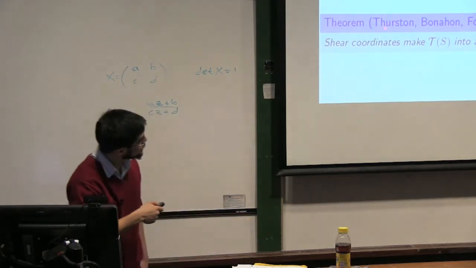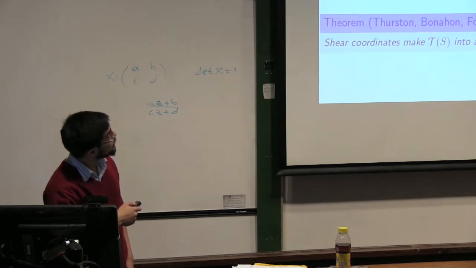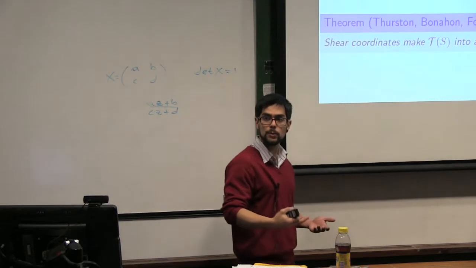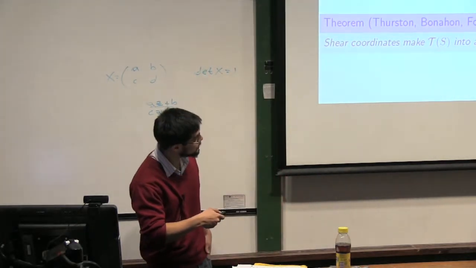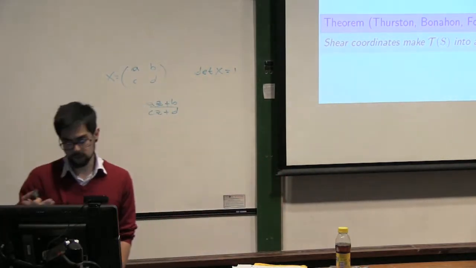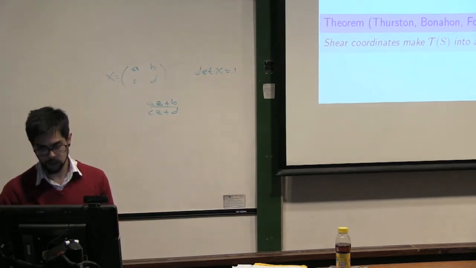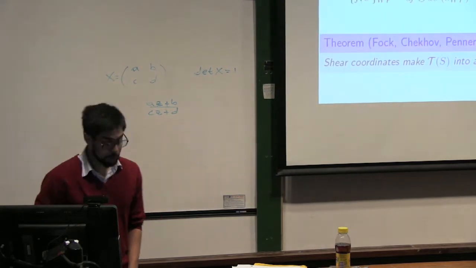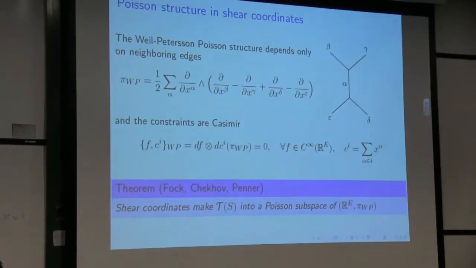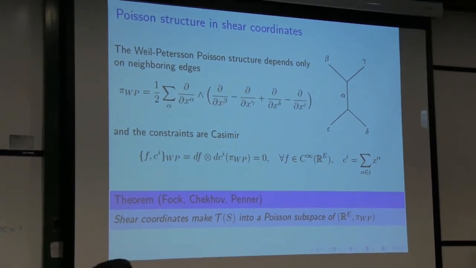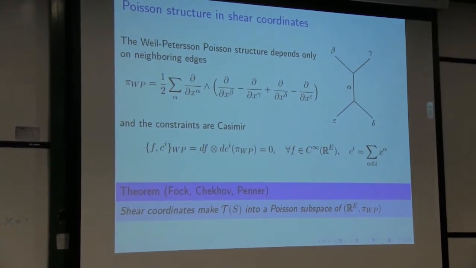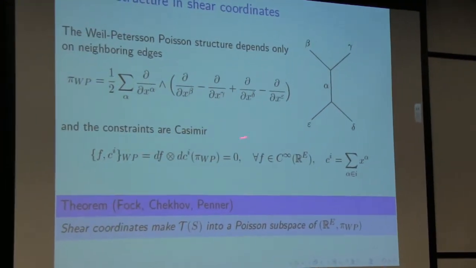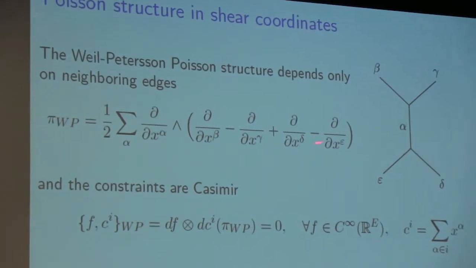Since these coordinates are linear, these shear coordinates basically turn Teichmüller space into a linear subspace of R^E. Again, E is the number of edges of the graph or the ideal triangulation. So this is quite nice. But better yet, we can describe the Poisson structure on Teichmüller space in terms of these coordinates in a very simple way. So we can define on R^E the following bivector, which only depends on the neighboring edges.